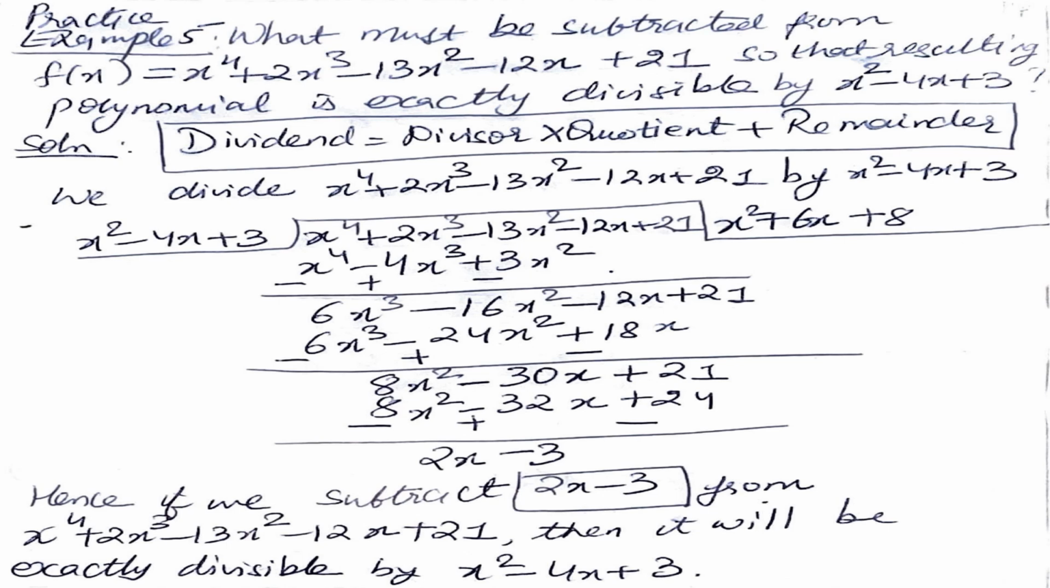Now if we subtract 2x minus 3 from our dividend x raised to 4 plus 2x cube minus 13x square minus 12x plus 21, then we will get the remainder exactly as 0. That means it will be exactly divisible by x square minus 4x plus 3. So we have to subtract 2x minus 3.